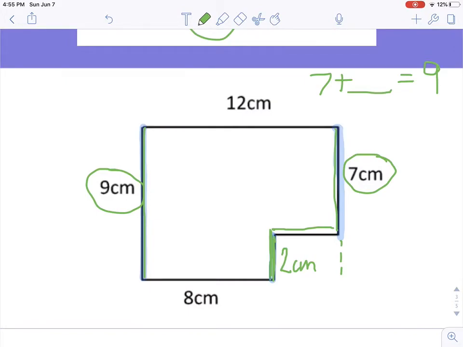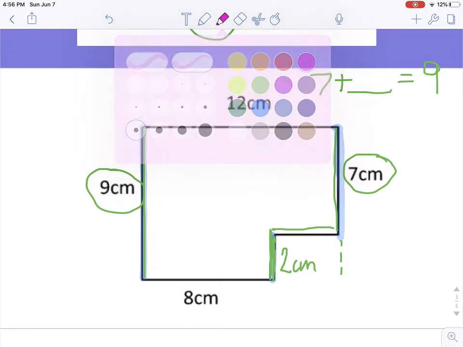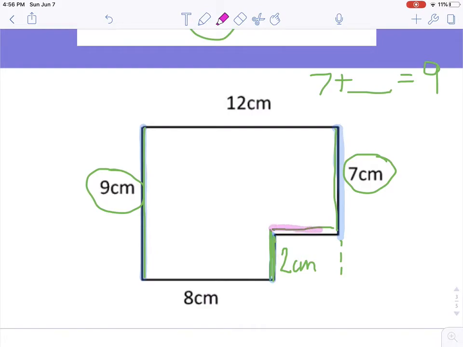Now we still have one more side we haven't figured out yet. I'm going to pick a different color. So I am going to highlight that. I'm trying to figure out this side. And now I'm going to highlight the sides that are going the same direction as that one. So side to side, not up and down. So I'm going to highlight this 8 and this 12.